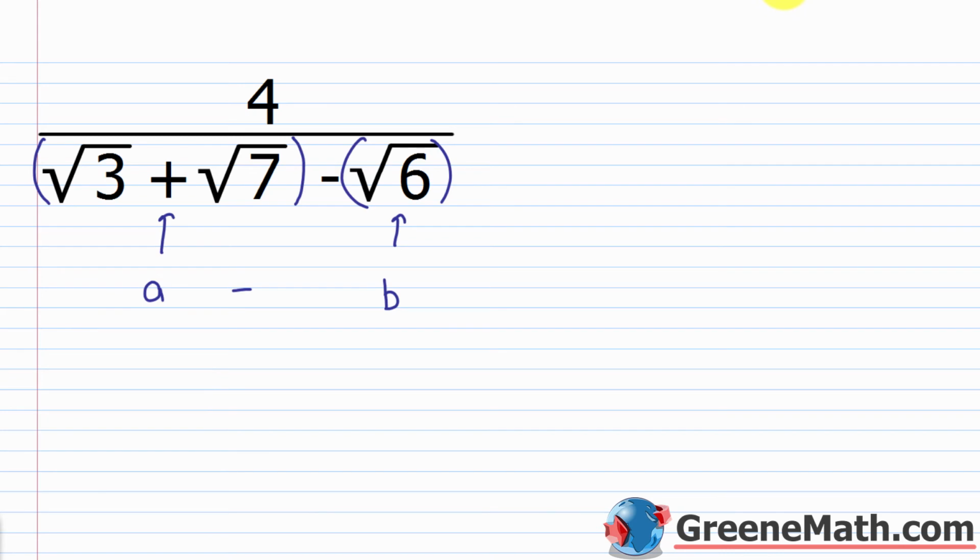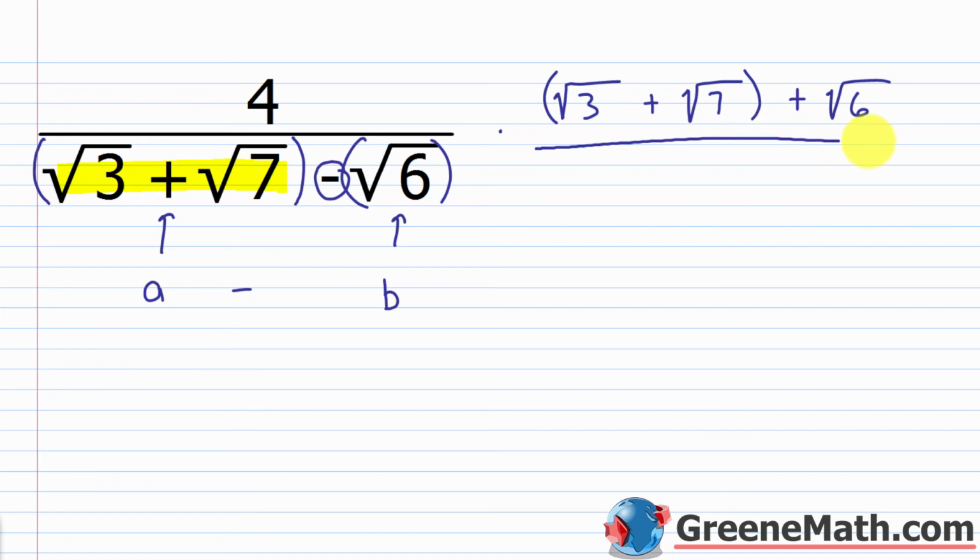So again, with this being A, the square root of 3 plus the square root of 7, I would just change the sign here. This is minus, so now it's going to be plus. And then my B is the square root of 6. Then this is over. Again, you do the same thing. So square root of 3 plus square root of 7 plus square root of 6. Okay, so let's do our multiplication. We're going to see where we're at.